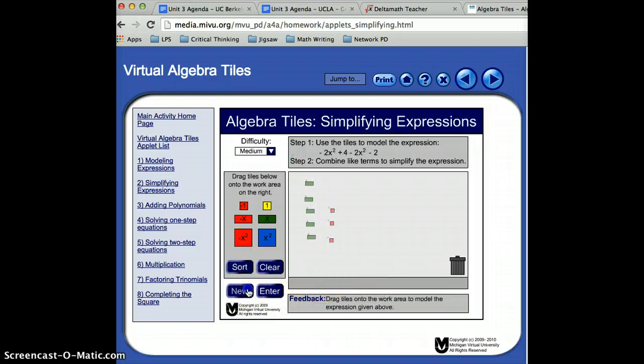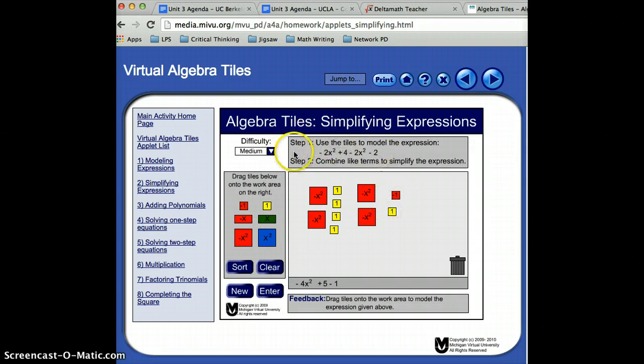So I'm going to click new to get another one. Ooh, this is a complicated one. I like this. So negative 2x squared, so I need 2 of my negative x squared tiles, plus 4, so positive 1, 2, 3, 4, and then a negative 2x squared over there, and a negative 2, right? Let's just say I made a mistake and this is what I did, and I was like, okay, I'm ready to go to the next step.